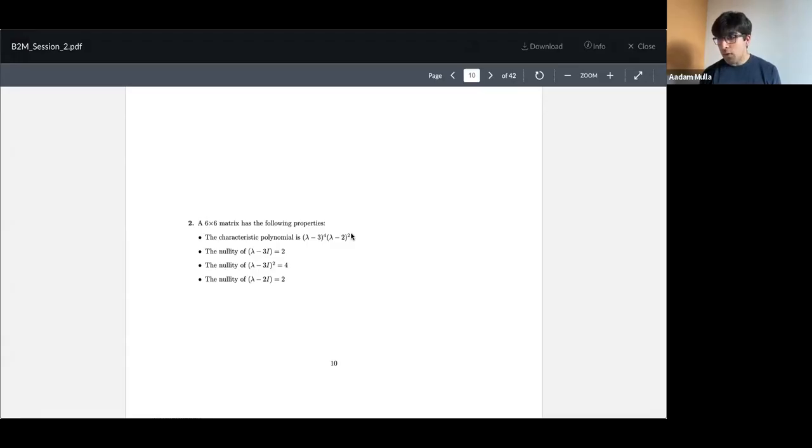Okay. So here we have, let's do this one a bit quickly. Lambda equals 3 and lambda equals 2. So we're going to split into lambda equals 3 and lambda equals 2. Okay. The nullity of A minus 3I equals 2. So we're only dealing with the left side for now.